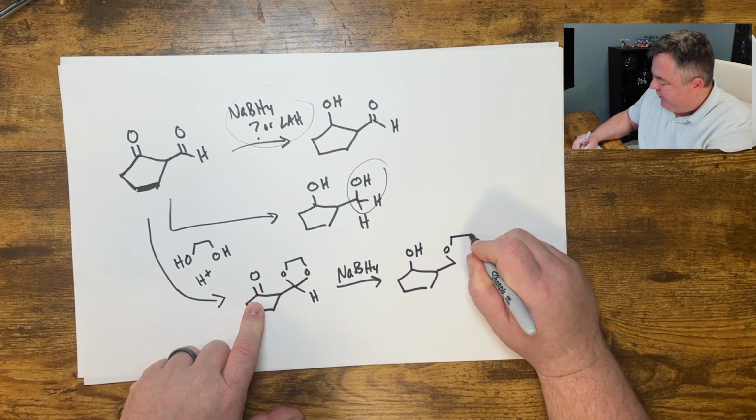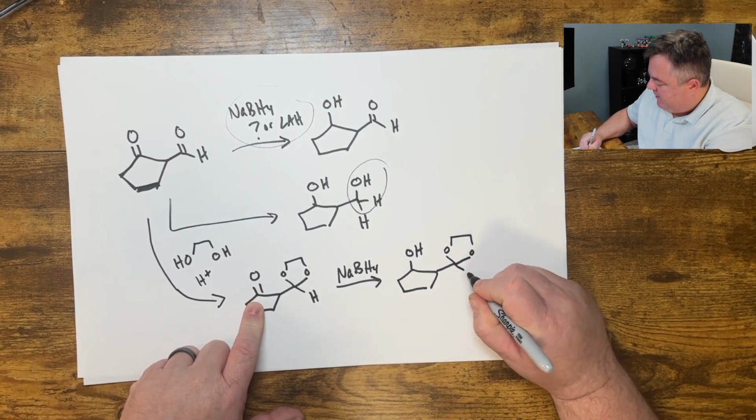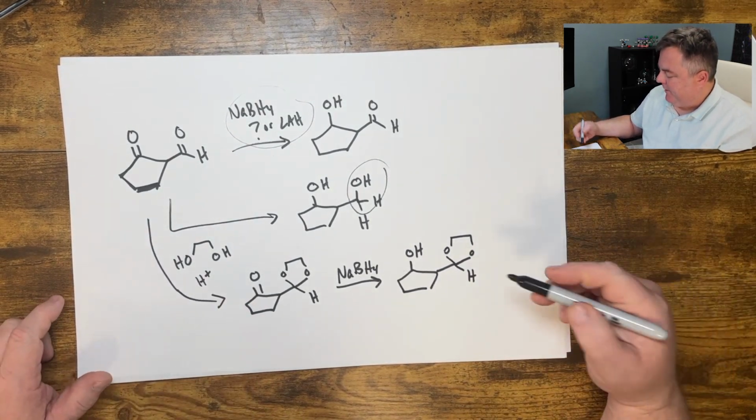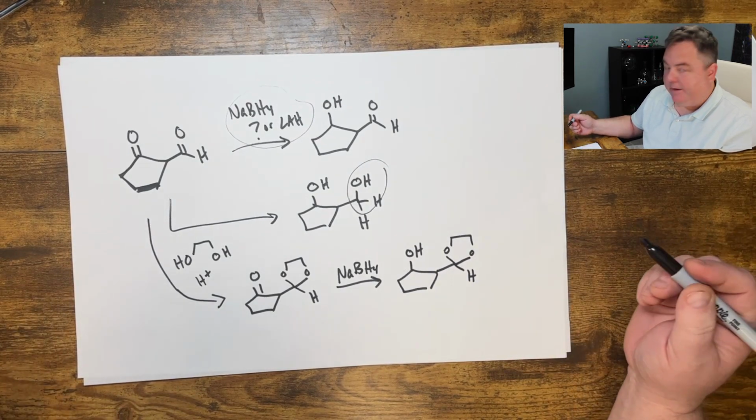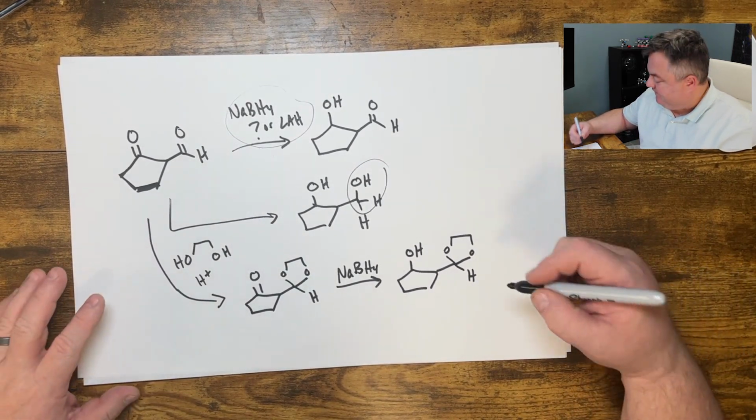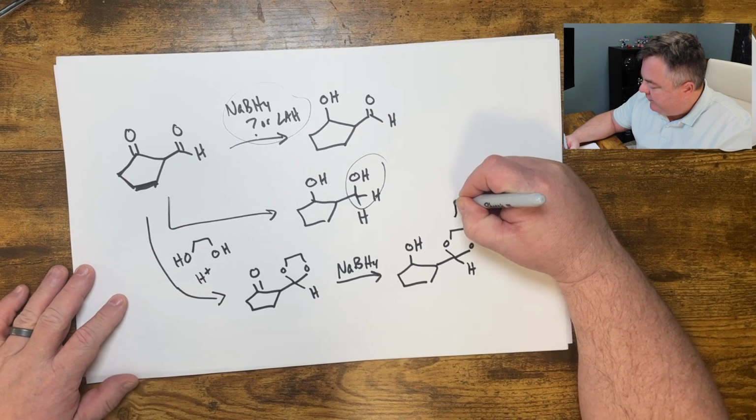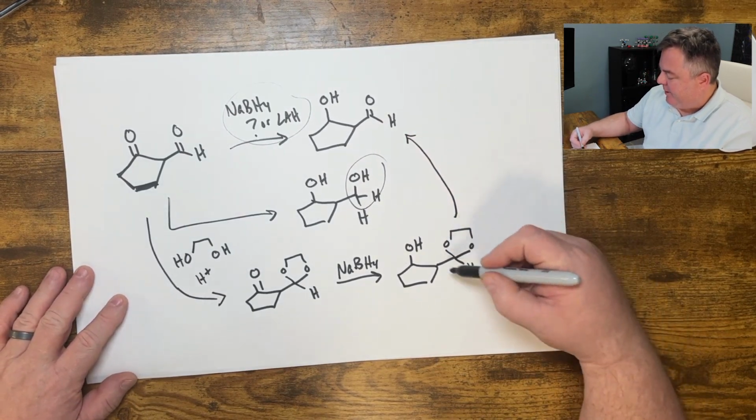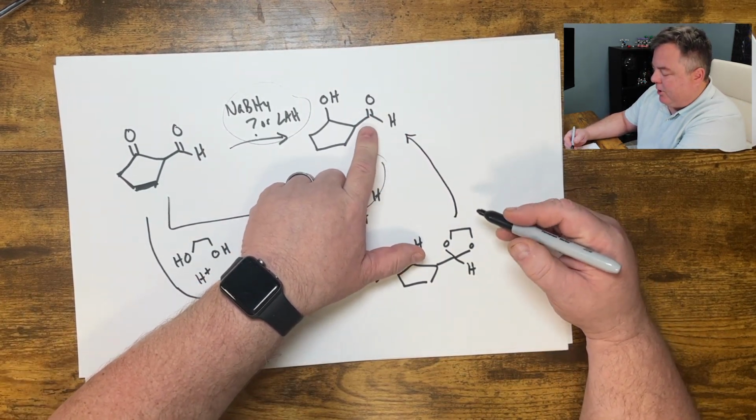And I still have this protected acetal. Looks a little bit like an alien face. It's really surprised, big eyes. Then what I want to do is I want to deprotect it. Take this back off and turn it back into the carbonyl.